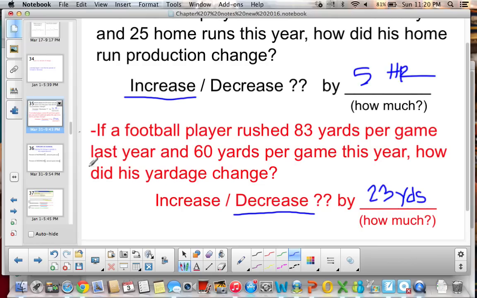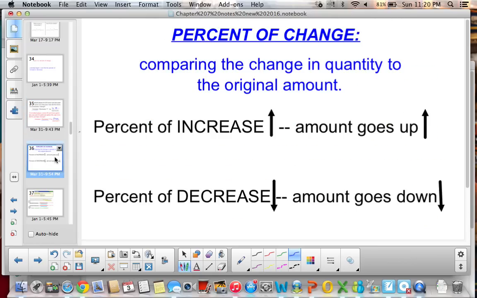So when we talk about the percent of change, we're comparing the change in quantity to the original amount. The baseball player and the football player had two different quantities that changed. We just figured out the difference, but we're going to talk about the percent of change. So percent of increase means that the amount goes up, and the percent of decrease means that the amount goes down. So this is something that you would want to write into your notebook. This is an important vocabulary word to know.